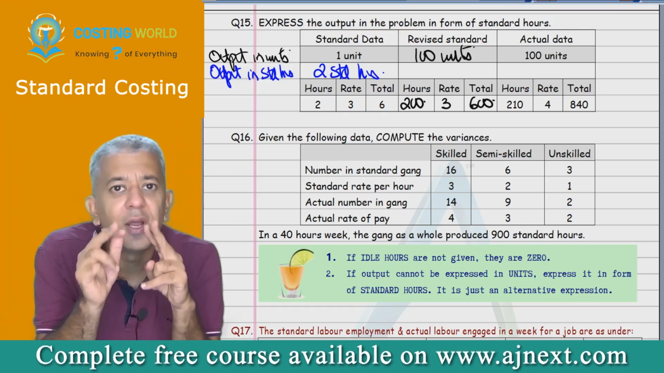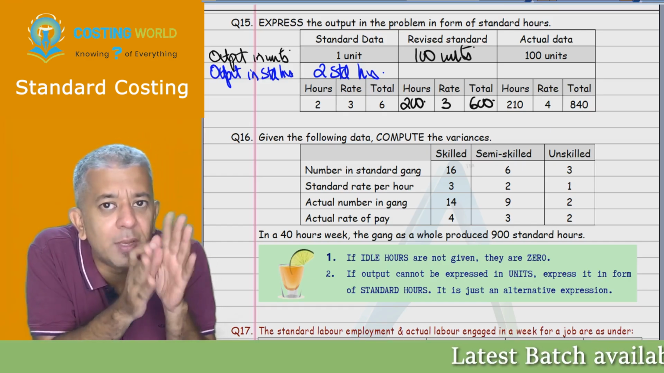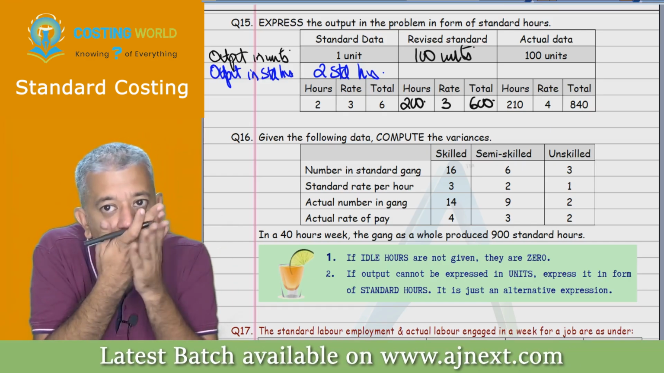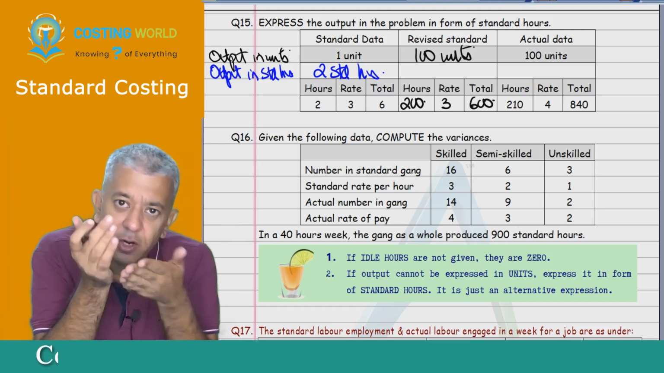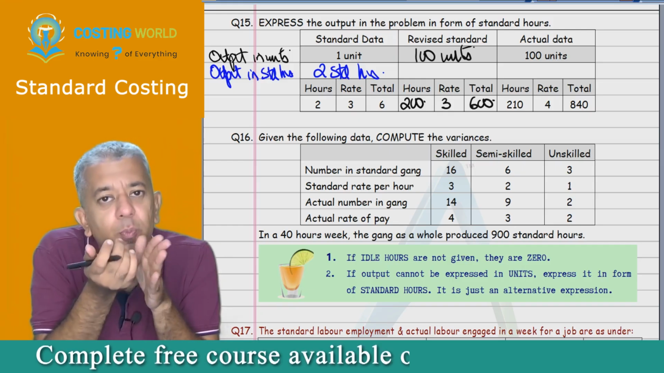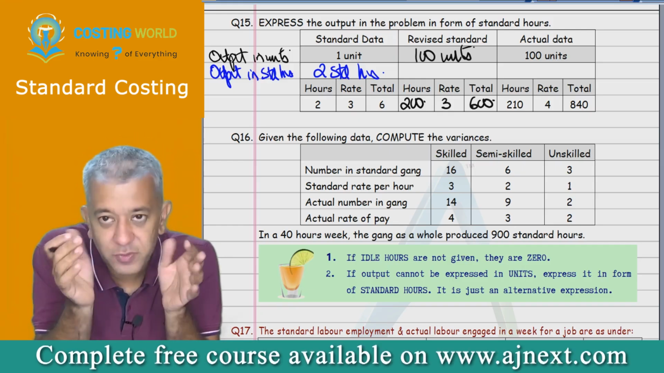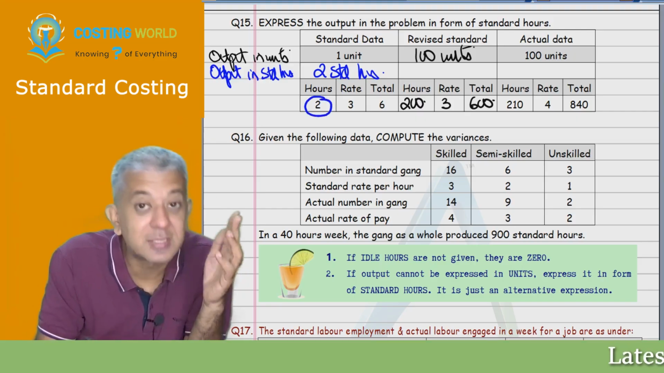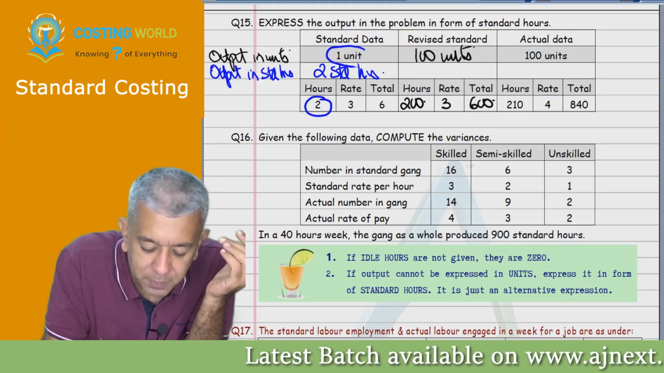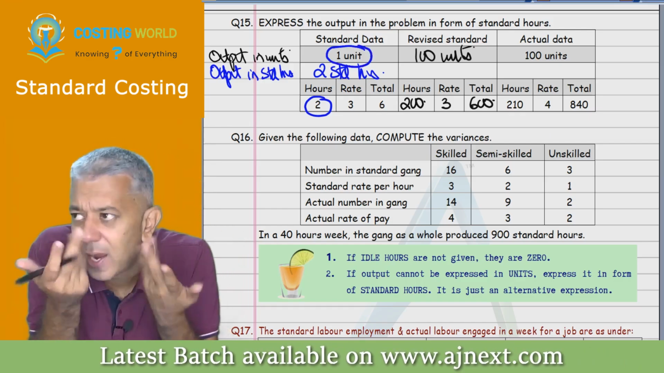Can I say working for 2 hours is equivalent to making 1 unit in any case? So I don't want to be saying that word 1 unit. Instead of 1 unit, I want to be expressing output in form of standard hours. If you all have still not got it, try to be thinking this. By working for 2 hours, earlier we used to be saying workers should have produced how many units? 1 unit. Now I don't want to be saying that.